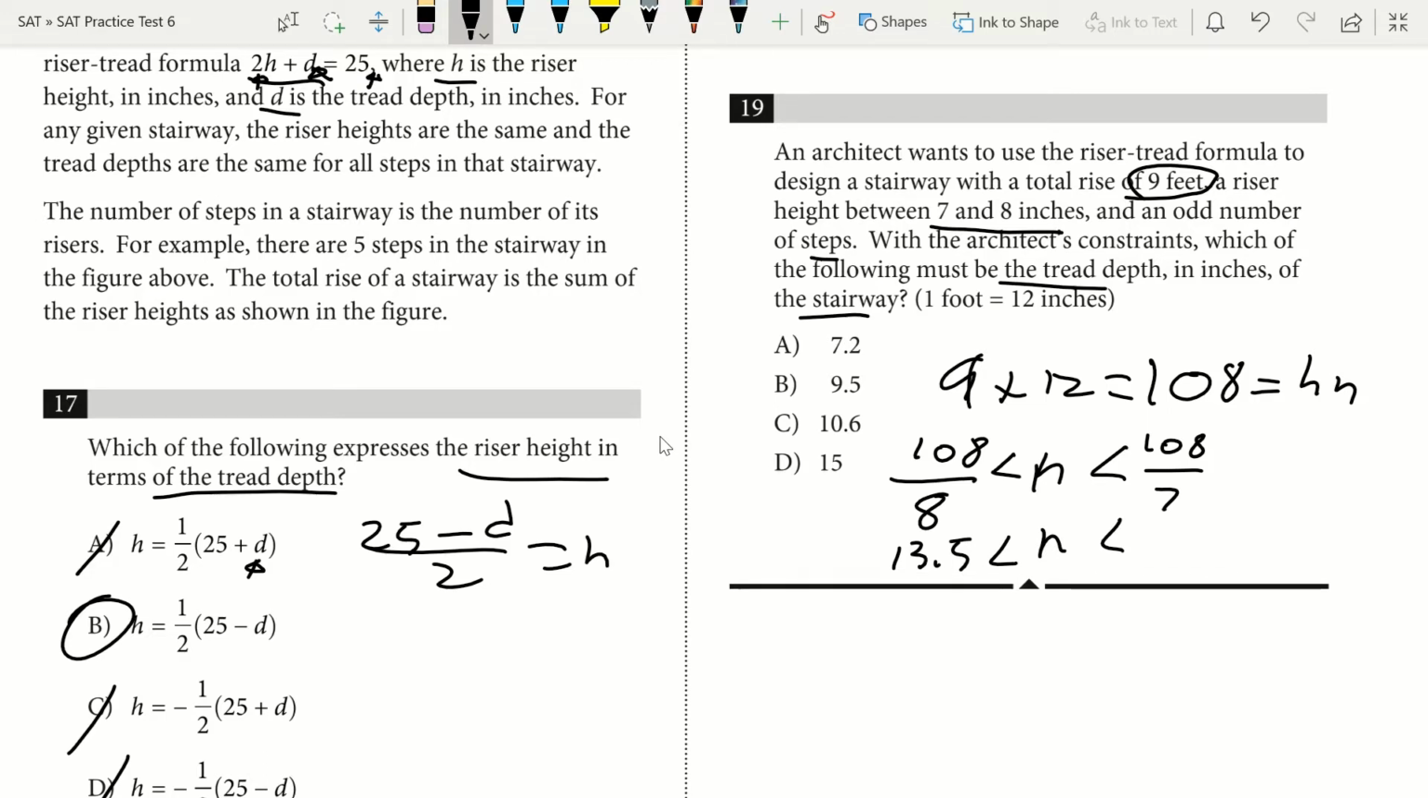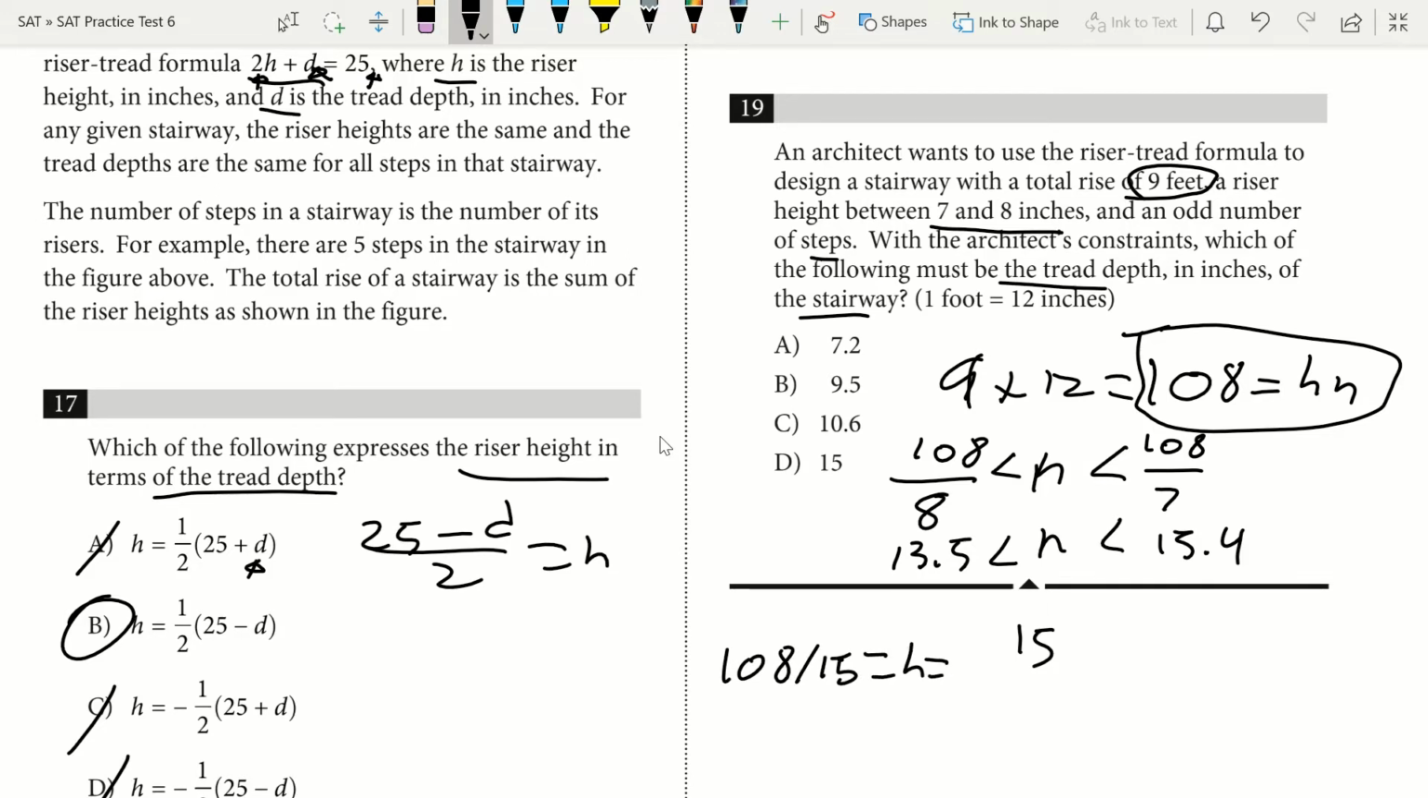108 over 7 gives us about 15.4. So the only odd integer between those is 15. So now that I know 15 is n, I can plug that into this equation right here. So I plug in 15 for n. That's the same as 108 over 15 equals h. I do that, and I will get h is equal to 108 over 15, 7.2.